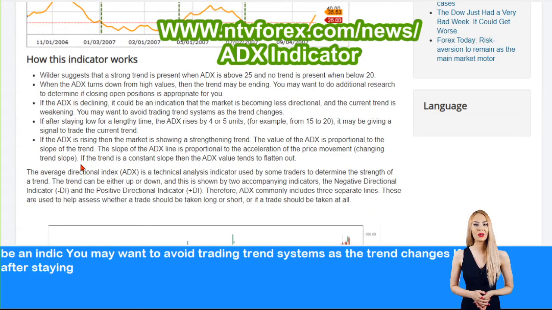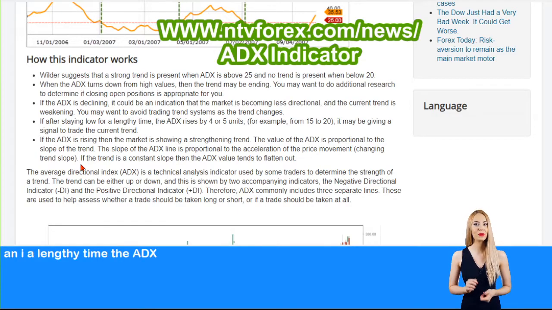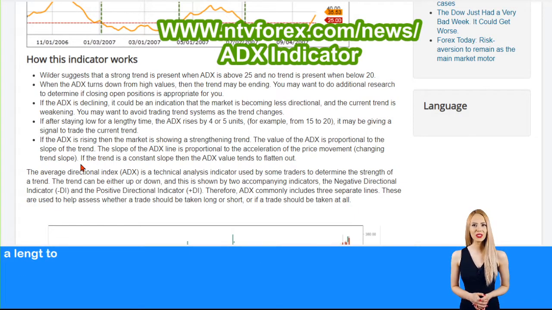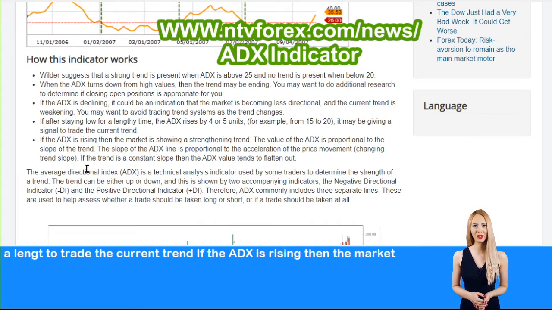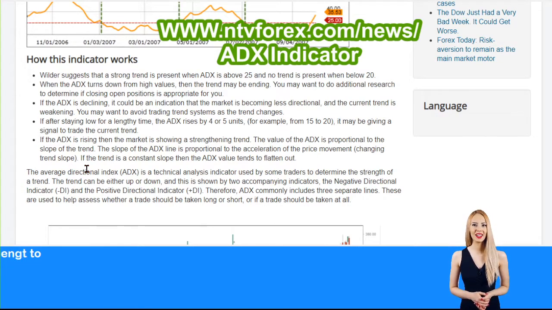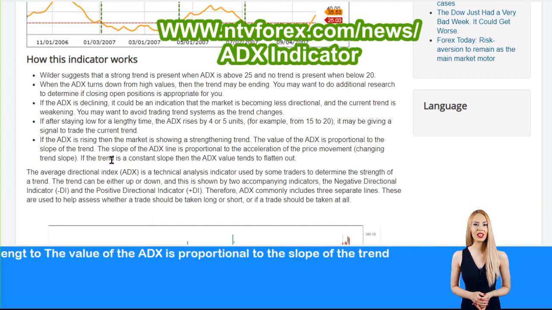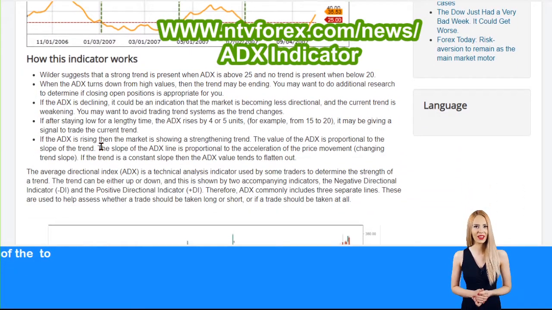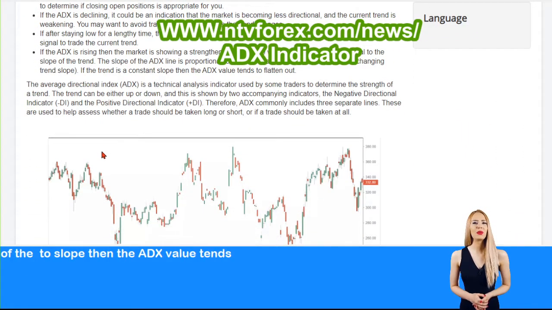If, after staying low for a lengthy time, the ADX rises by 4 or 5 units, for example from 15 to 20, it may be giving a signal to trade the current trend. If the ADX is rising, then the market is showing a strengthening trend. The value of the ADX is proportional to the slope of the trend. The slope of the ADX line is proportional to the acceleration of the price movement, changing trend slope. If the trend is a constant slope, then the ADX value tends to flatten out.